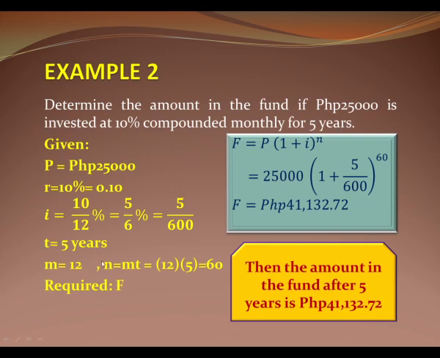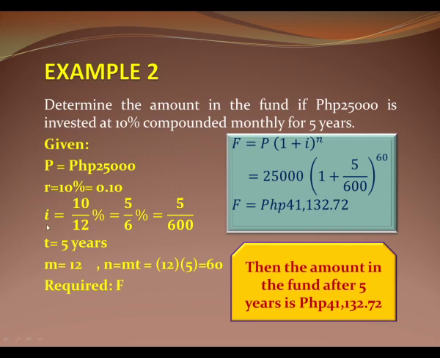And then we have to look for the compound amount F here, wherein instead of showing the detailed solution, we can use the formula for finding the compound amount for compound interest, which is simply F equal to P times the quantity 1 plus I raised to N. Now, finding the I, this is simply R over M, wherein the interest R is given as 10% and the conversion period is equal to 12.